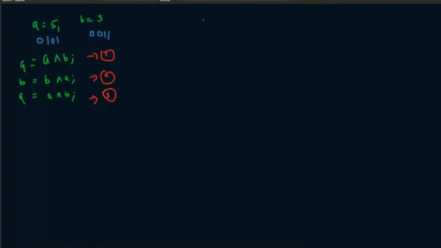For example, if I write 1 1 1 1, this is nothing but 15. How is it 15? It is 2 power 0, 2 power 1, 2 power 2, and 2 power 3, which is 1, 2, 4, and 8. If I add all these values, I get 15. In the same way here, it is 4 plus 1, and here it is 2 plus 1. So this is how the bitwise works.